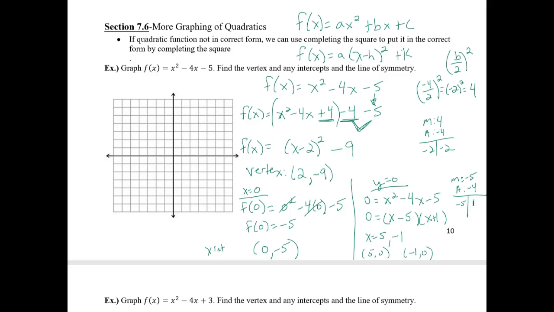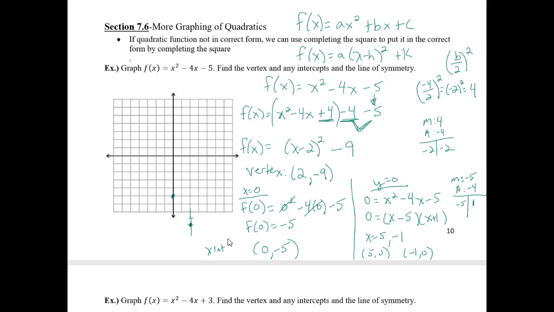So now I've got 4 points that I could plot on my graph. I've got the vertex at 2, negative 9. So I think it's going to go off my graph here. So 2, 1, 2, 3, 4, 5, 6, 7, 8, 9. So I need to go down off my graph here a little bit. Apologize for that. Let's count it again. 1, 2, 3, 4, 5, 6, 7, 8, 9. Okay, so there's my vertex. It's off my graph a little bit. And then we have the y-intercept at negative 5. So 1, 2, 3, 4, 5.